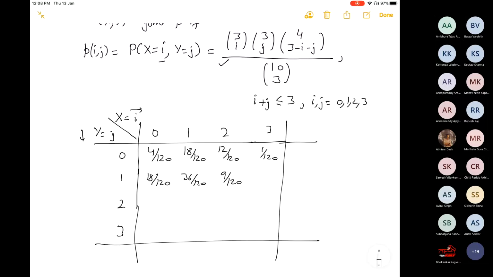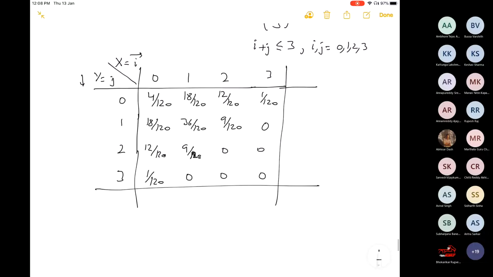And similarly, when x is 3, y is 1, then this is 0 because the total number becomes more than 3. Similarly, this will be 12 by 120, 9 by 120, and 0, 0. And this is 1 by 120, 0, 0, 0. So why 0, 0, 0? Because these values come to be more than 3. That is not possible. So in this fashion, you can find the values.